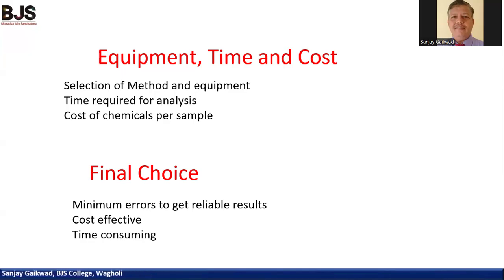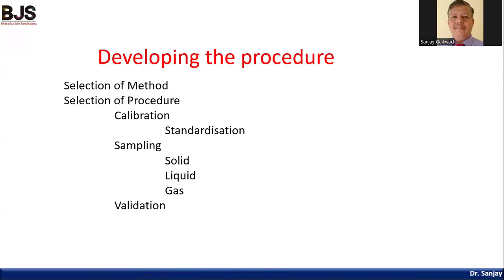And then a final choice for the method and selection of the instrument is related to whatever method we are selecting. It should have minimum errors to get a reliable result. And this selected method should be a cost effective method as well as time saving. Now, in case of developing the procedures, the first step is the selection of method.